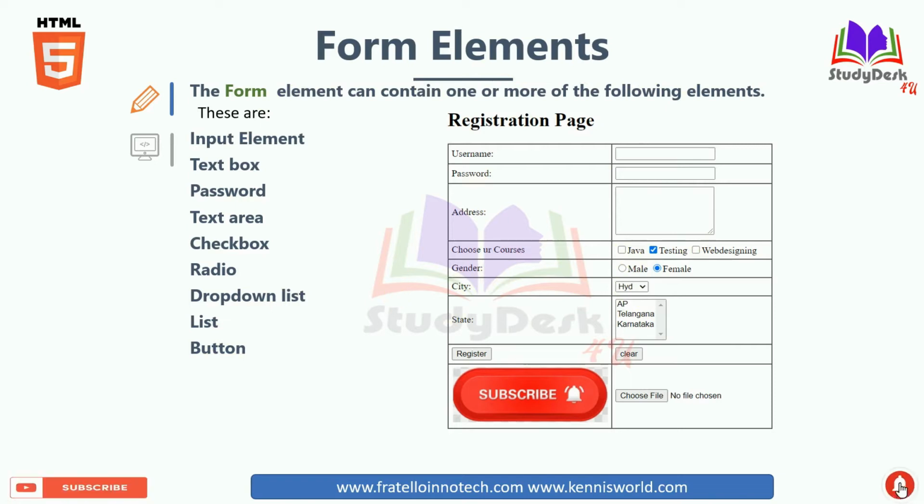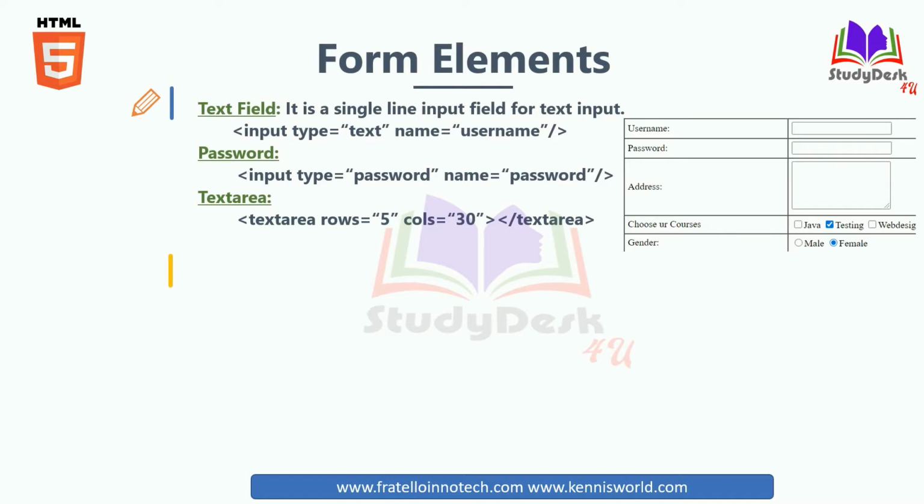The first one is the text field. If you want to enter a single line input, then we can use this text field. Here, for username, if you want to enter your name, we need a box. To define that box, use the text field. For that, input type equal to text, and name equal to username. So this box's name is username.